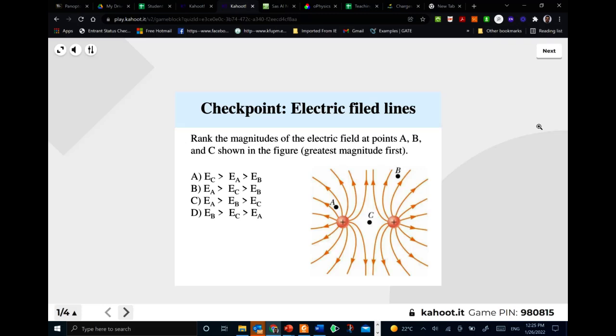Okay. So you have this situation, and I want you to answer. Rank the magnitude of the electric field at points A, B, and C as shown in the figure. Greatest magnitude first. So 20 seconds. Make your decision, then I will start the Kahoot.